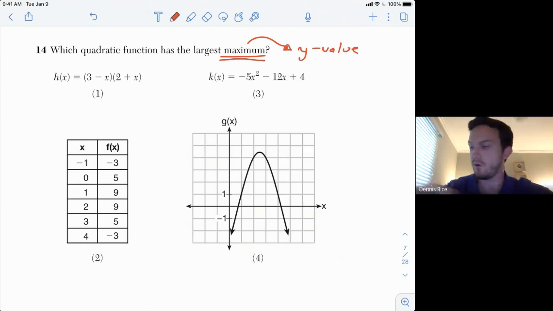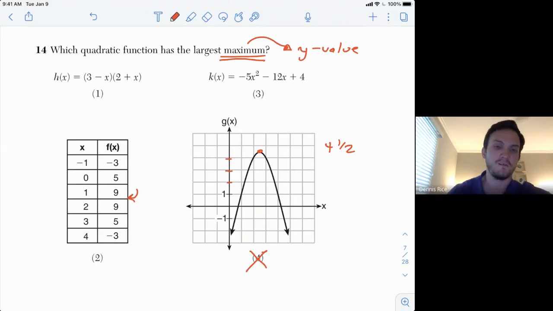Now for choice 4, we could see the maximum is a little bit above, let's just guesstimate, like 4.5. We already see that the table is beating that, so choice 4 is out. The maximum here is not 9. The vertex is kind of hiding in the table. Let's call it 9.5, just to keep some sort of number in our mind.